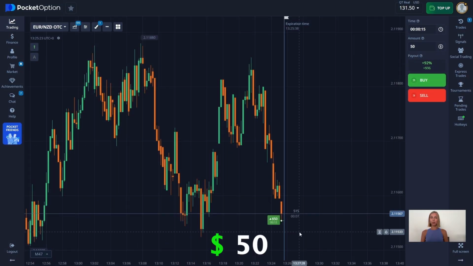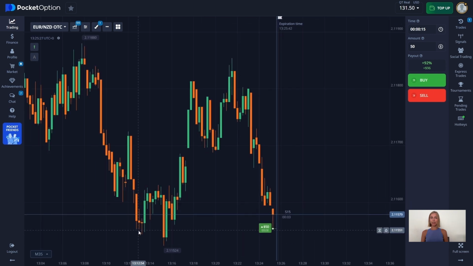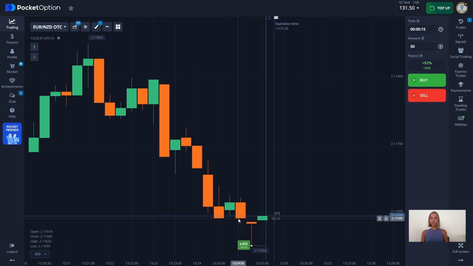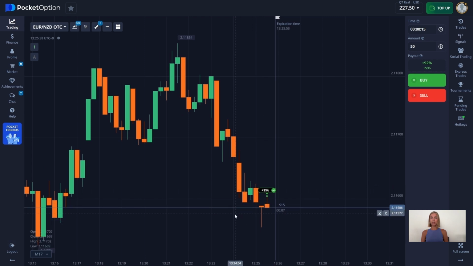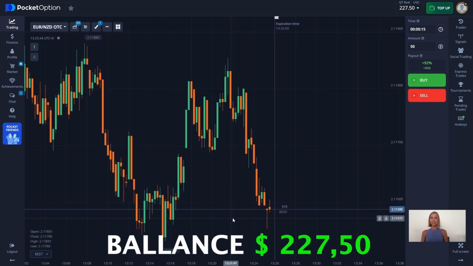I opened a trade for 15 seconds. I saw a sharp approach of the price to the nearest support level. During this sharp approach, a gap formed on the chart. This is called a gap. It also indicates that the market very sharply and with high volatility approached this level. But my trade closed in profit and my balance is already $227. Let's keep going.